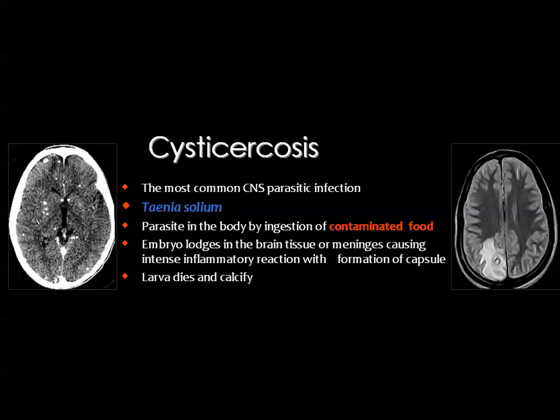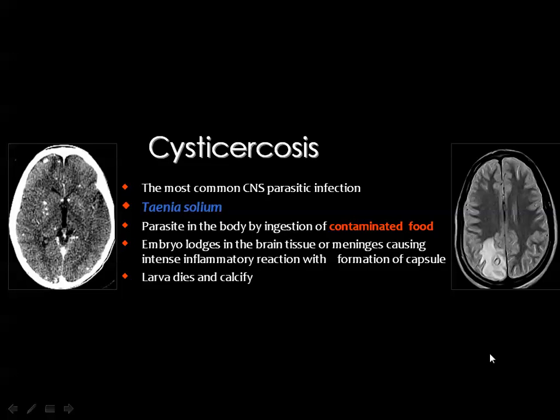In the active form, you get a lesion which is almost similar to the tuberculoma, with a thick enhancing margin surrounded by edema. But very typically, you should see a nodule inside this cystic lesion, which is known as the cyst and dot sign. If you see this, you can diagnose cysticercosis in most of the cases.